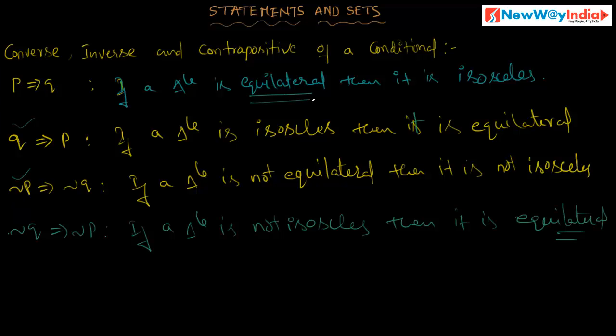So this is the statement P and this is the statement Q. P implies Q is a conditional. Then the converse is, if you reverse the statement, Q implies P. The inverse is negation P implies negation Q, the negation of statement P implies the negation of statement Q. The contrapositive is negation of Q statement implies negation of P statement. So in this way you can find the converse, inverse and contrapositive of a given conditional. Thank you.